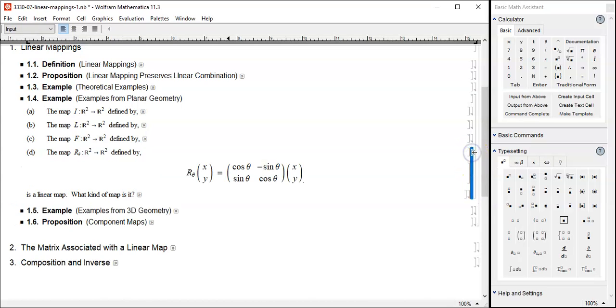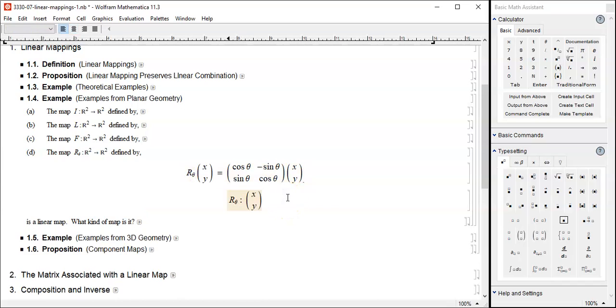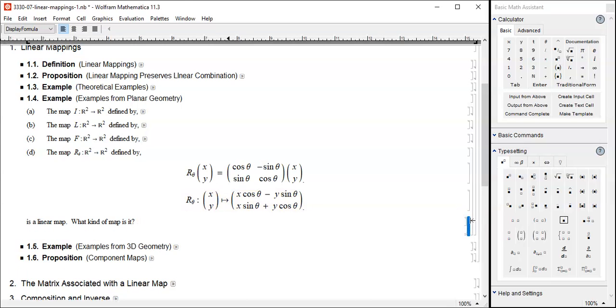Okay, one last example. xy is being sent to cosine theta, negative sine theta, sine theta, cosine theta, times xy. What kind of map is it? So this xy is being sent to, let's see, x cosine of theta minus y sine of theta. And then let's go down, x sine of theta plus y cosine of theta. What kind of linear map is it? Does it ring a bell? It'll turn out it's a rotation.